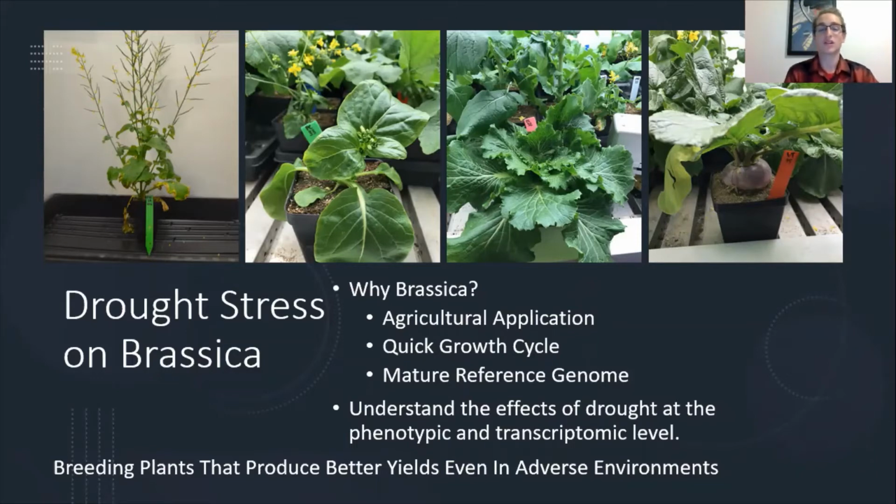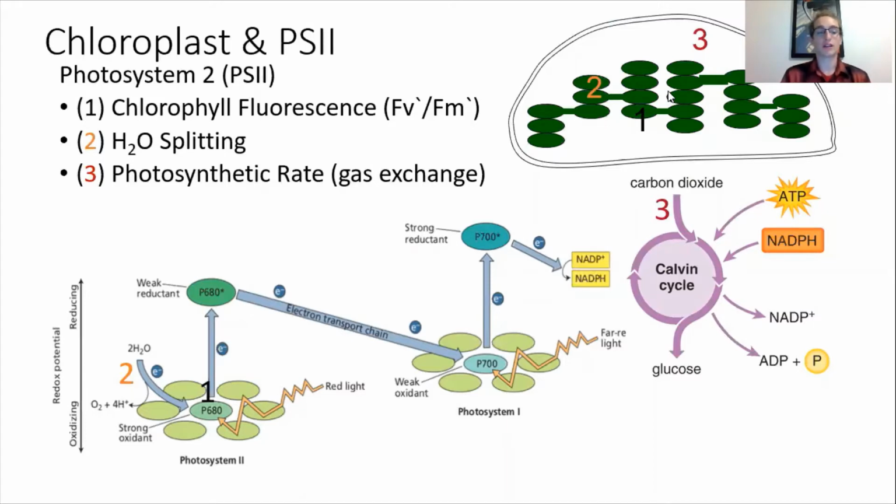The intentions of the initial study looked at phenotypic and transcriptomic responses with hopes of building the background for others to breed plants that produce better yields even in adverse environments. The measurements used to best study the environmental stresses are related to traits and functions that occur in the chloroplast. Understanding drought's effects on a plant requires some background regarding the processes that occur in the chloroplast.